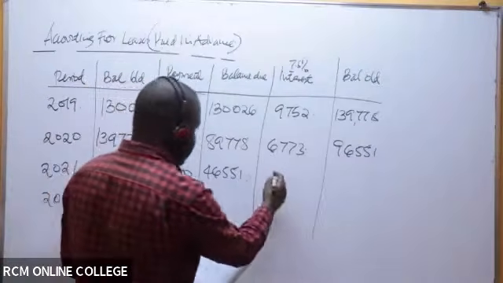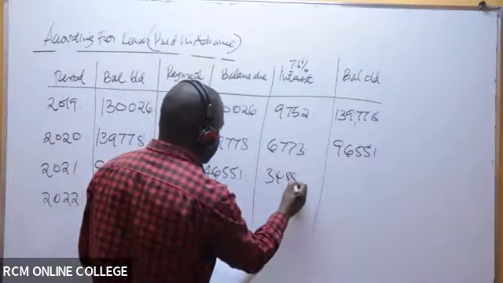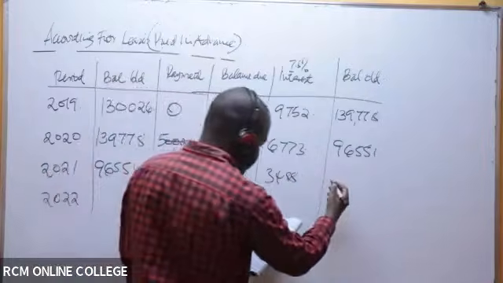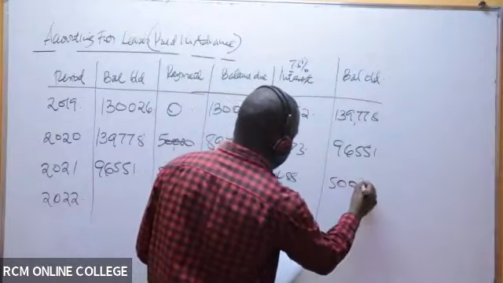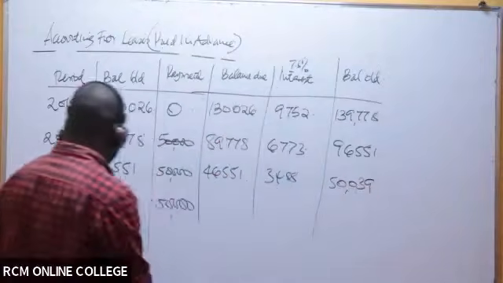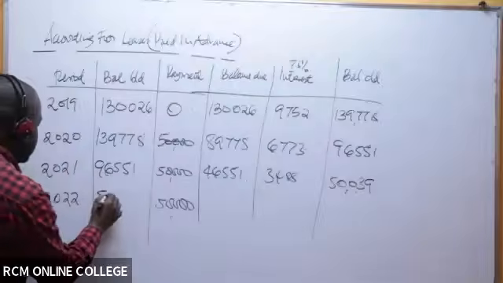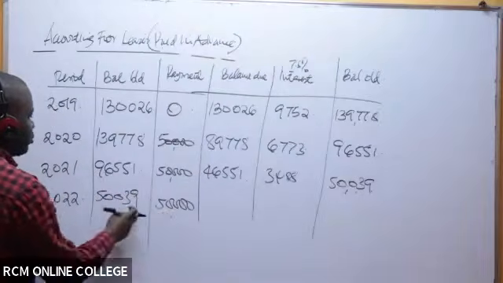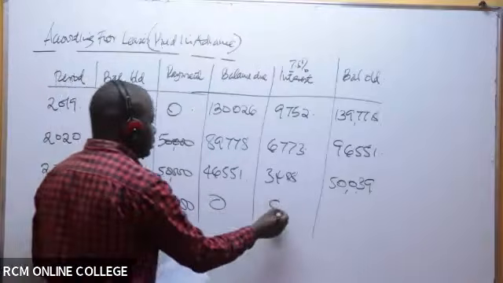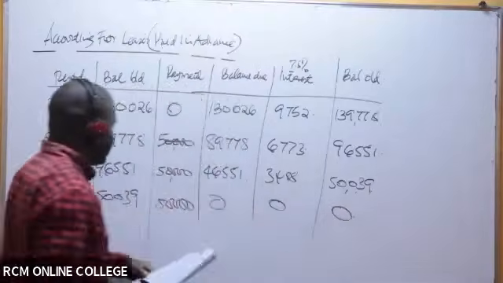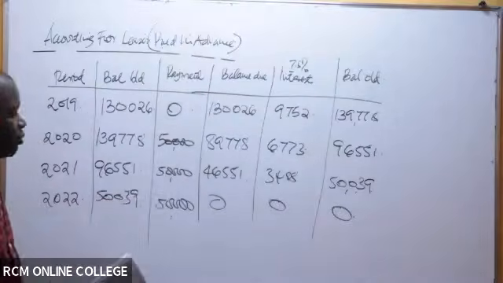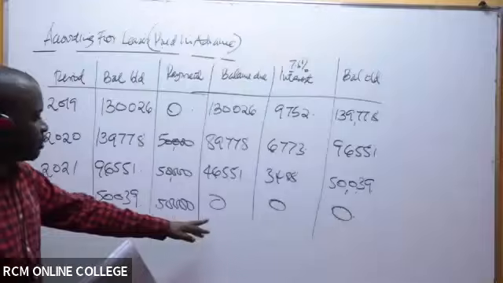You'll be able to get here a figure of 34.88. Then you add the two. It comes to 50,039. Then this one you carry, you bring it here, 50,039. Then when you minus, you remain with 0. When they pay at the start of the year here, we'll come back with 50K. There is only a little extra money, but it is because of rounding off or something. But now in this case, it comes to 0 like that.